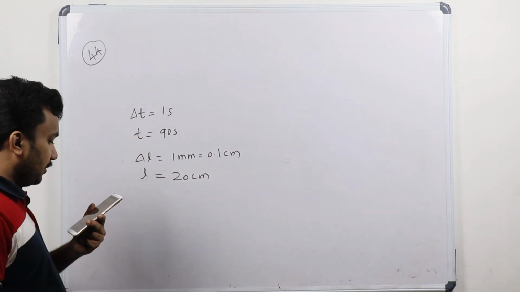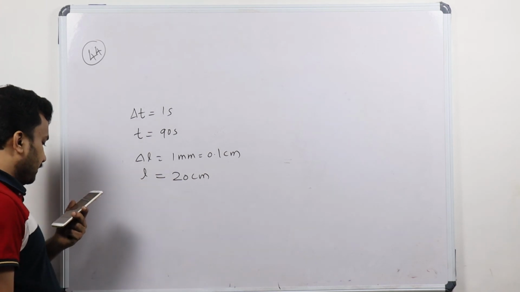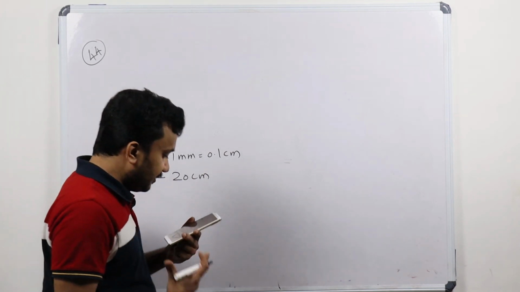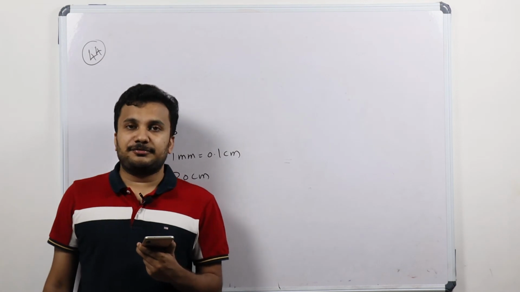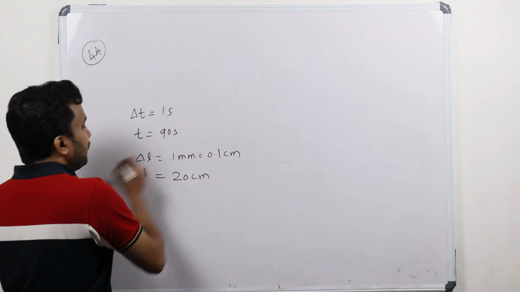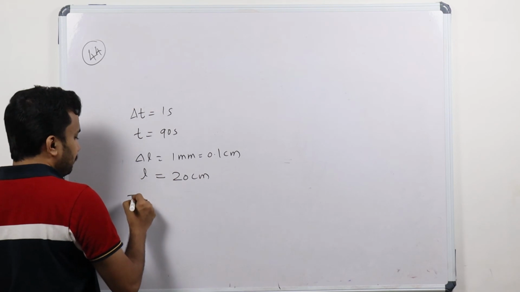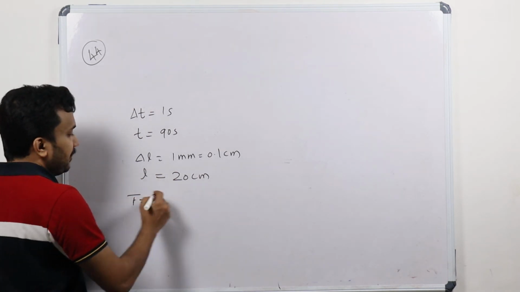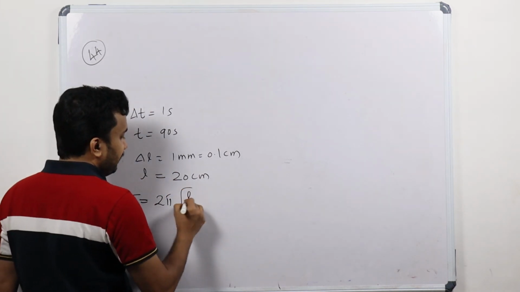We need to find out the change in the error in the determination of the value of acceleration due to gravity g. This is an equation of a simple pendulum. The question is related to the pendulum. So the time period of a pendulum is 2 pi into root of L by g.